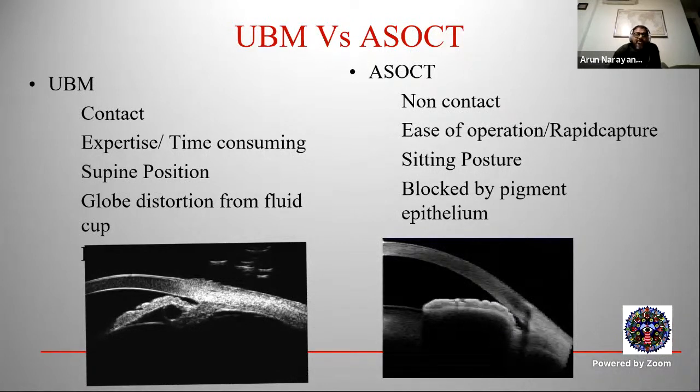So again, comparing the two technologies, the UBM is a contact technology, needs a significant amount of expertise, is time consuming, and is fairly uncomfortable for the patient. Most of the examinations are done in the supine position. There is some amount of globe distortion that can lead to inaccurate findings because of the cup that I showed in the initial image that we use to hold the fluid. On the other hand, the anterior segment OCT is non-contact, with great ease of operation, rapid capture, and is very comfortable for the patient. The only disadvantage, like I discussed, is the inability to pick up the retroiridial structures.